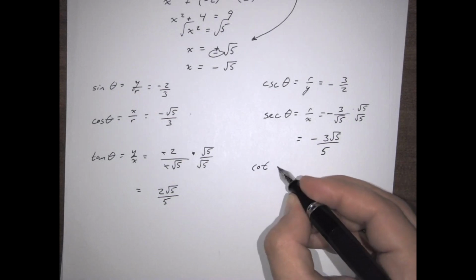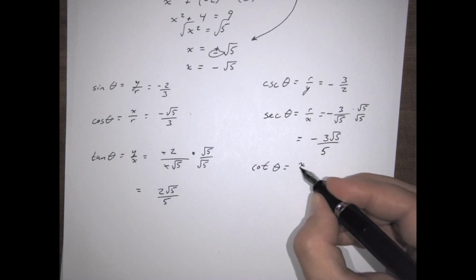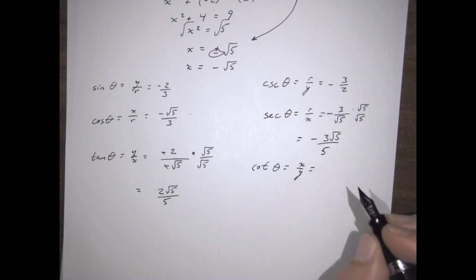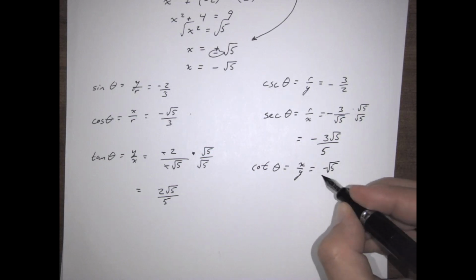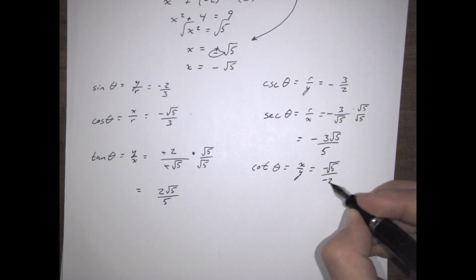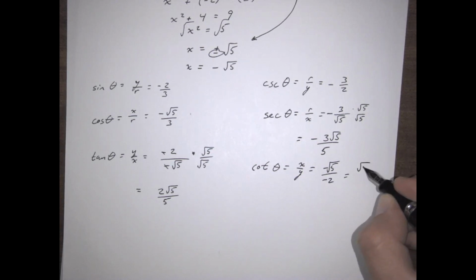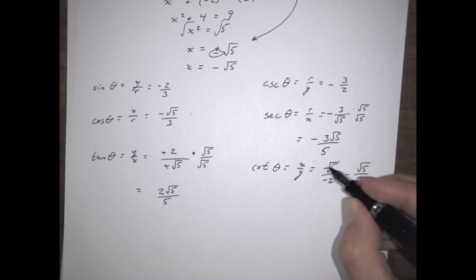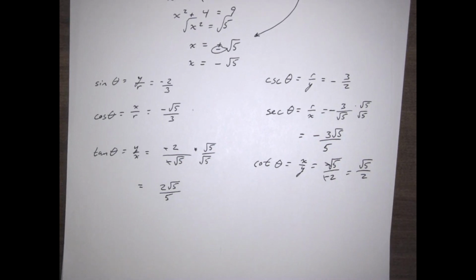And then finally we have cotangent theta, which is equal to x over y, which here would equal negative root 5 over negative 2, which would just be equal to root 5 over 2. The negatives will cancel, and that will be that.